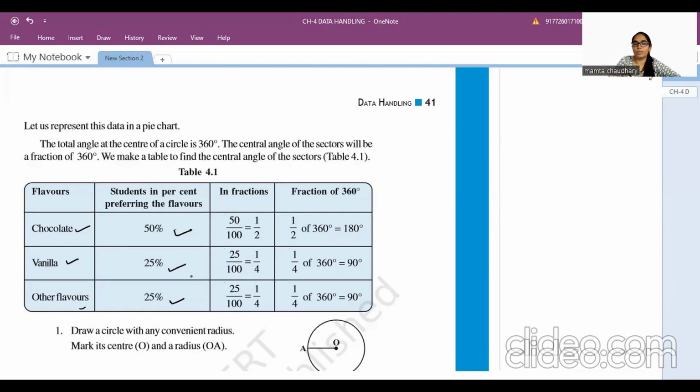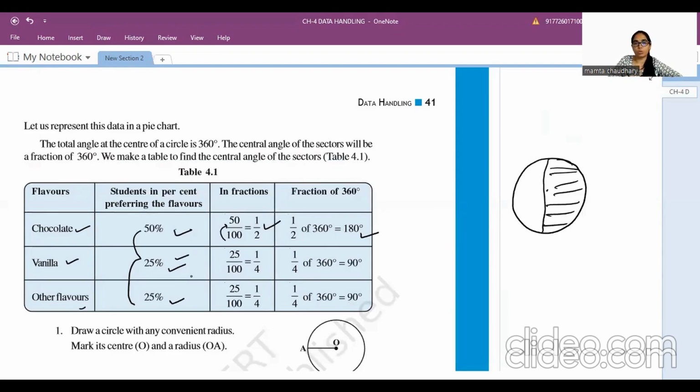Now here the total percentage is what? 50 plus 25 plus 25, 100. So 50 out of 100%, that is half. Okay. Now this half, we need to find for this 360 degrees. So half of 360 is what? 180 degrees. It means if this is the circle, this one portion is for chocolate. Okay. This is rough. We'll draw it properly also. I'm just giving you an idea.